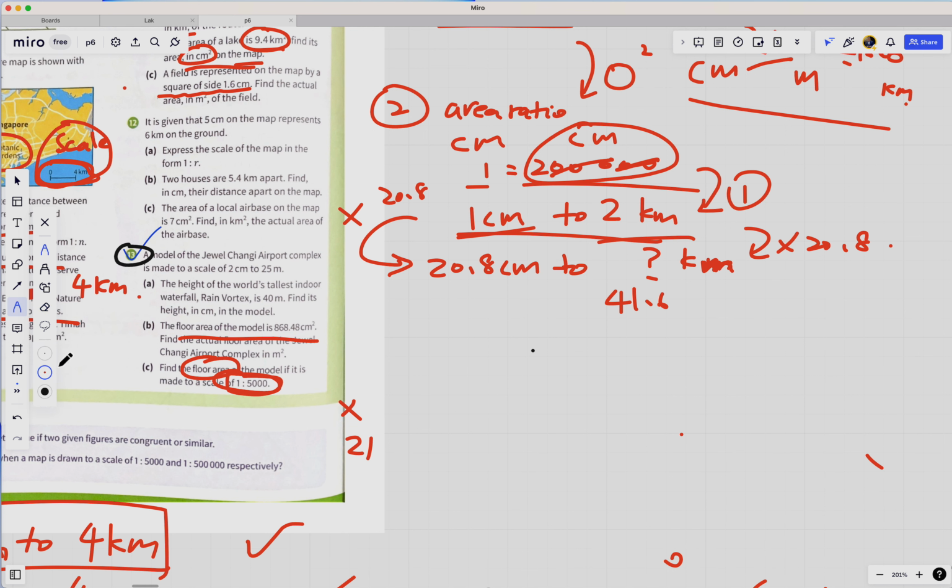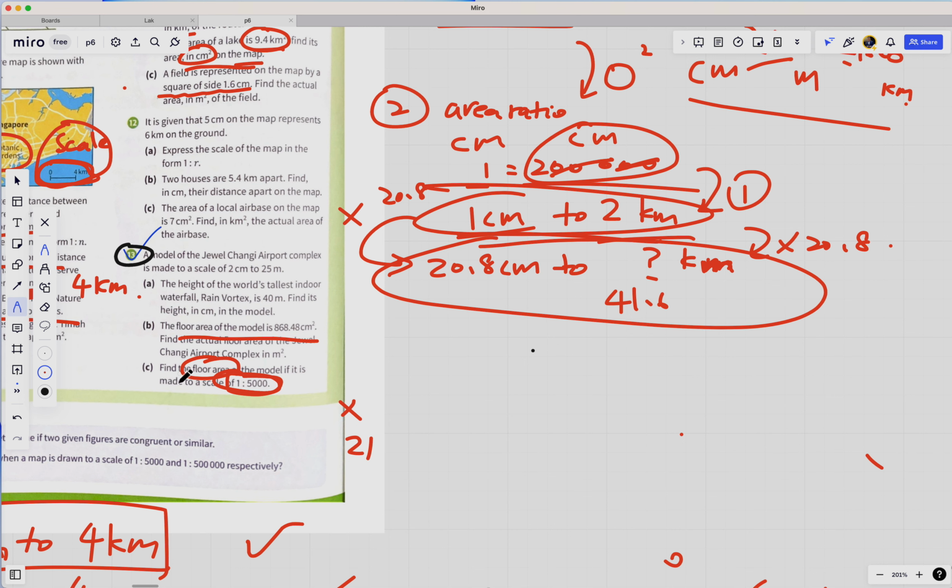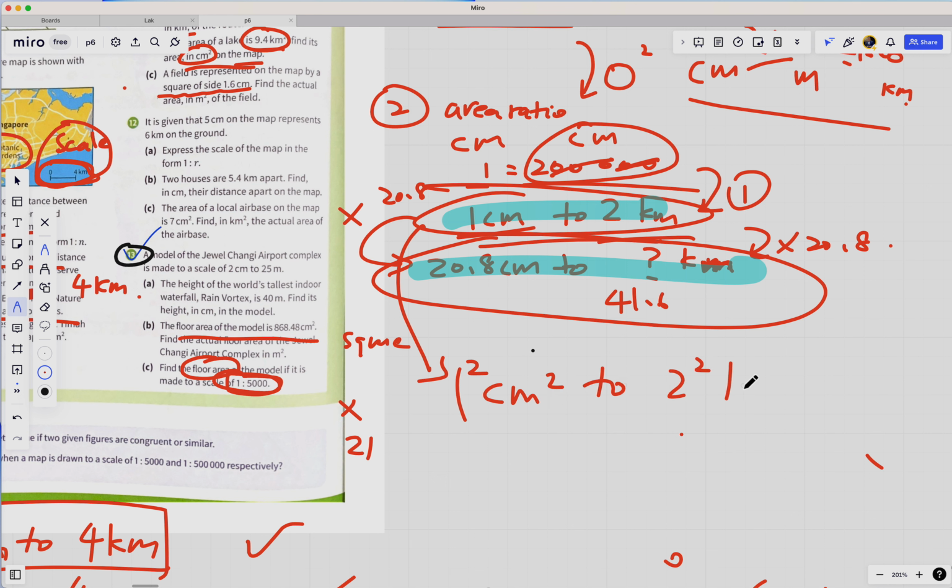Which one is the length ratio, by the way? You have this one. You also have this one. Which one is the length ratio? This one or this one? The first one. The first one is the length ratio. How do you get to area ratio then? Square. Square everything. So 1 square, cm square, 2 square, kilometer square. So tidy it up: 1 cm square, 4 kilometer square. So this is the area ratio.